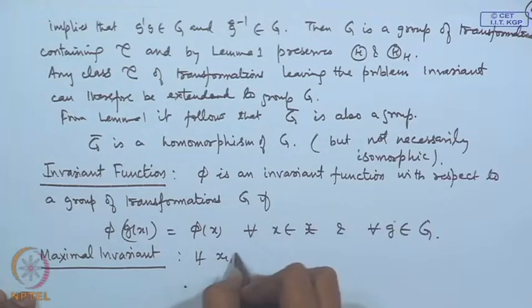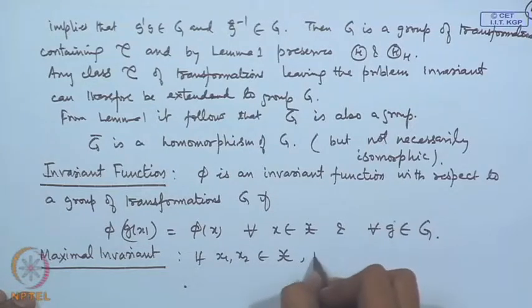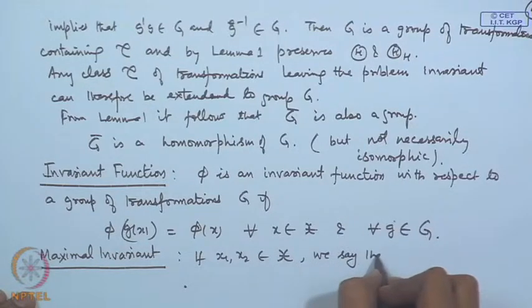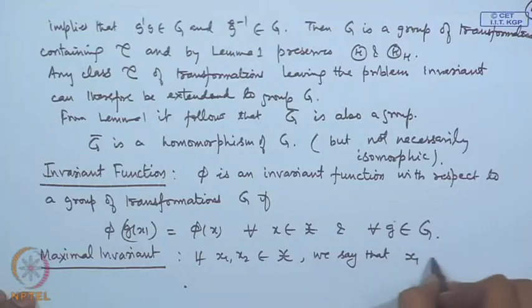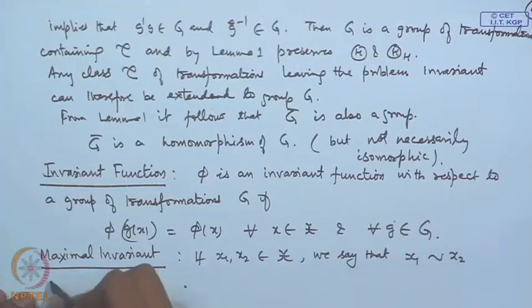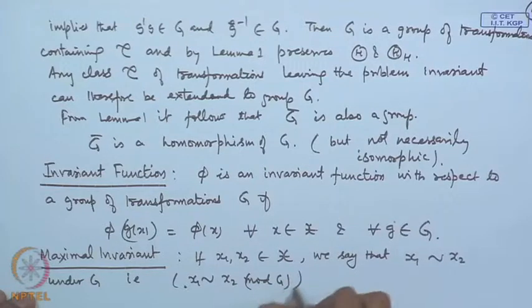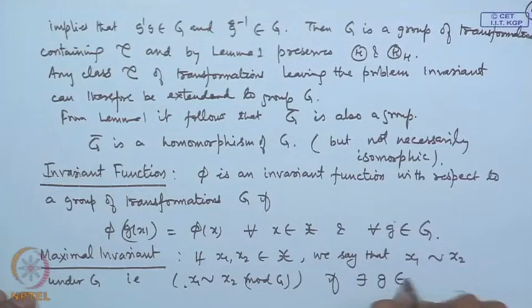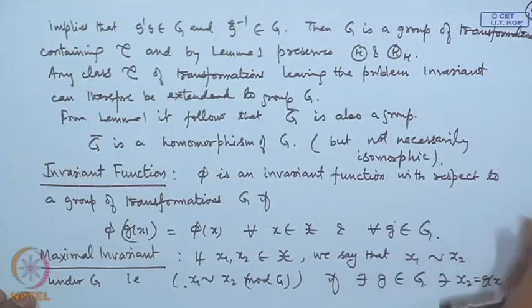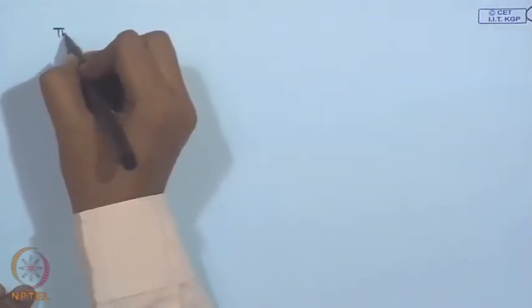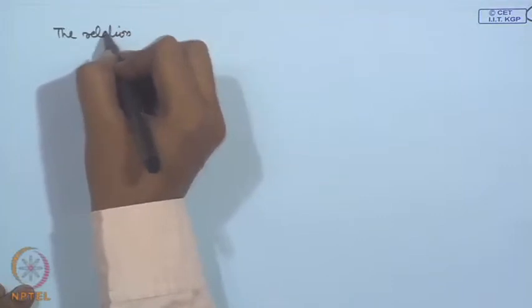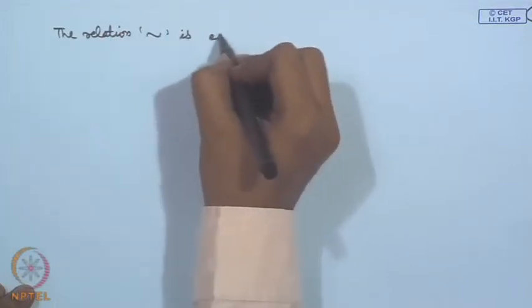If x1, x2 belong to X, we say that x1 is equivalent to x2 under G, that is, we write x1 is equivalent to x2 mod G, if there exists g belonging to G such that x2 is equal to g of x1. Now, this relation is actually an equivalence relation.